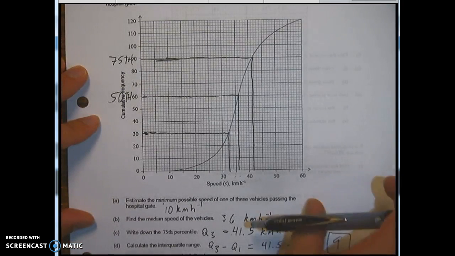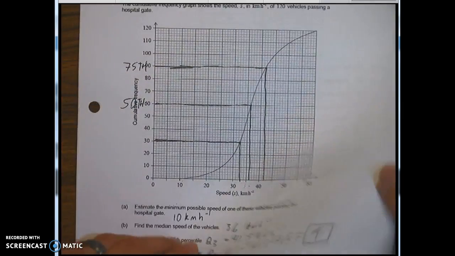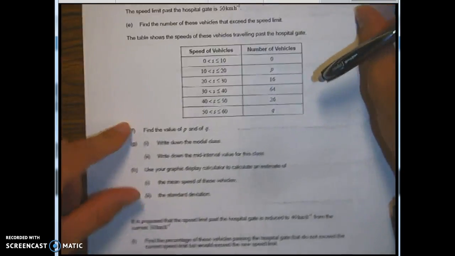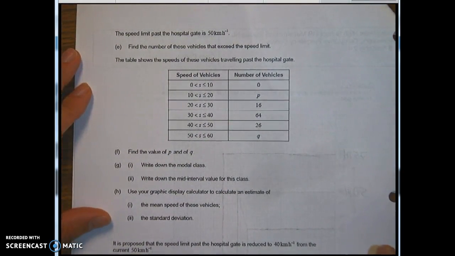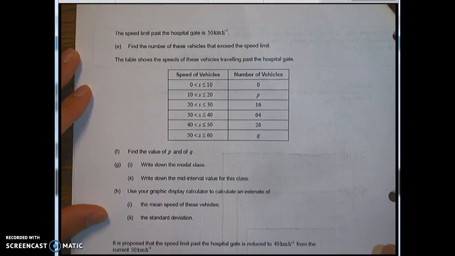This question continues on the back. So let's see what else we got here. It says the speed limit past the hospital gate is 50 kilometers per hour. Find the number of these vehicles that exceed the speed limit.